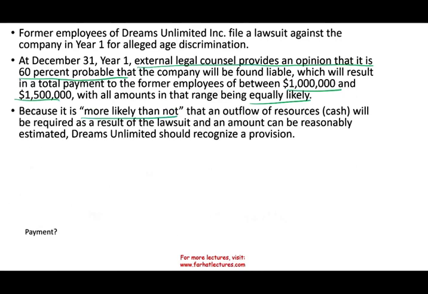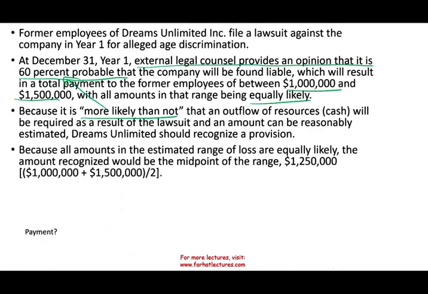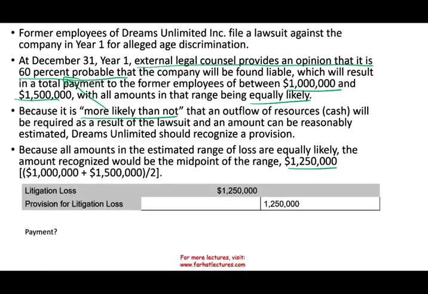Because it's more likely than not. Here we go. Why more likely than not? 60%. And we know the dollar amount. And we know it's 50% a million, 50% 1.5 million. Guess what? Now we have a liability of 1.25 million. Therefore, we debit litigation loss. We credit provision for litigation.